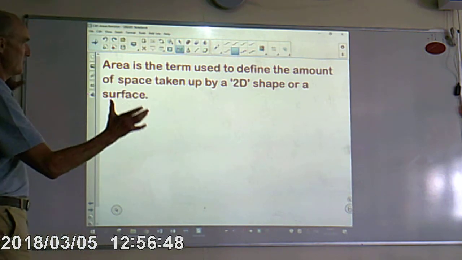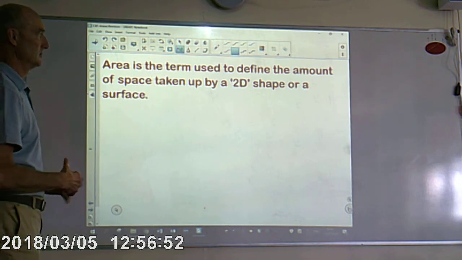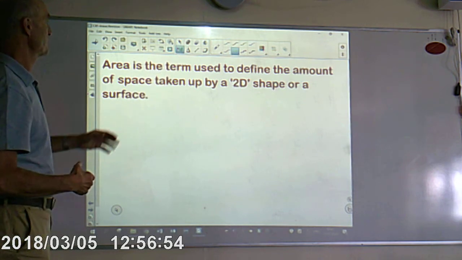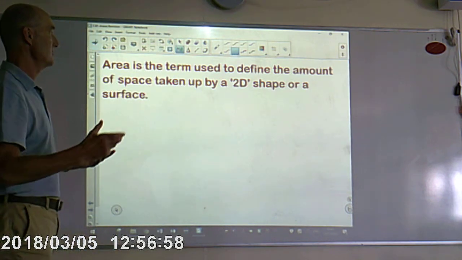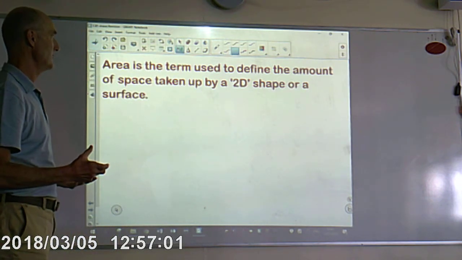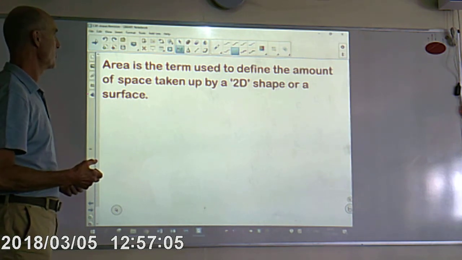Okay, what is the area of this board? It's the space that board has taken up on the wall. That's quite a big space. The space that's taken up by the attachment for the overhead projector there is quite a small space. So area is the amount of space taken up by an object.